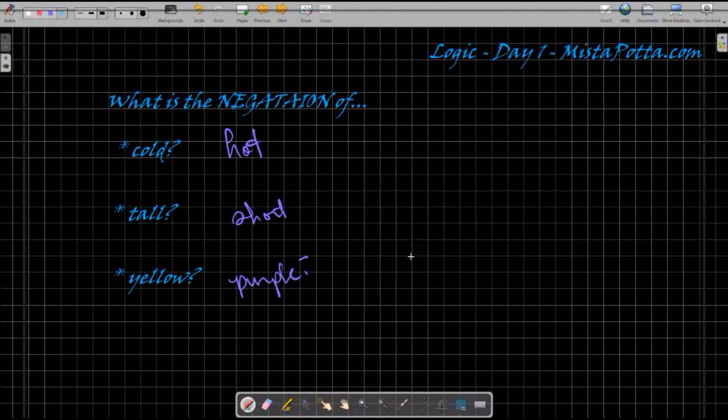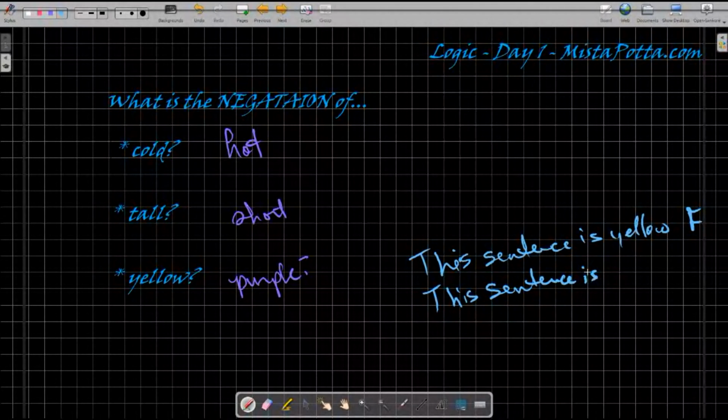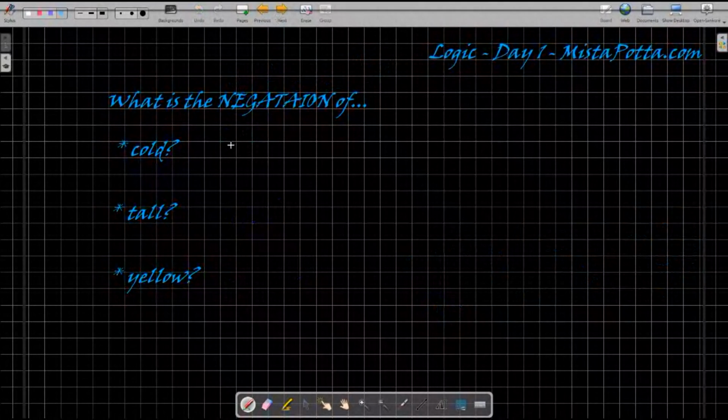But if I do the exact same thing this way, this sentence is yellow, that's false. But if I write this sentence is purple, that's false as well. So this doesn't have the opposite truth value. Remember, that's what we need for a negation. A negation is a sentence that has the opposite truth value of a given sentence.